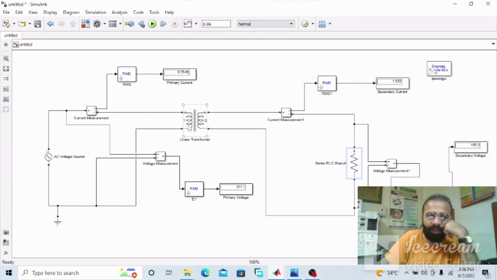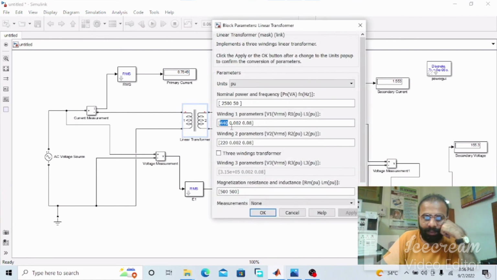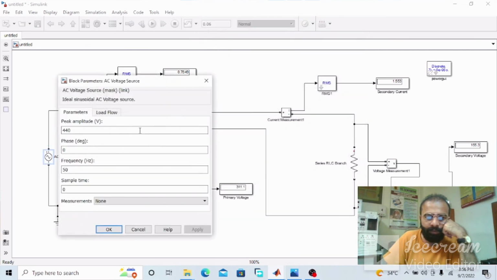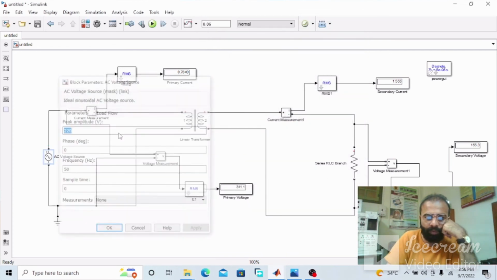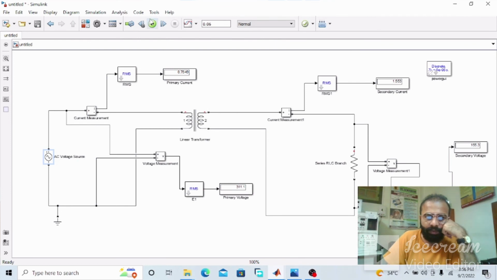Again we can make it a step up transformer. So make winding number 1 220 volts and winding number 2 440 volts, and we are giving 220 volts on the primary side. As you can see, the primary voltage E1, which is 155.6, is less, and the secondary voltage is 307.8 volts. So this is a step up transformer.